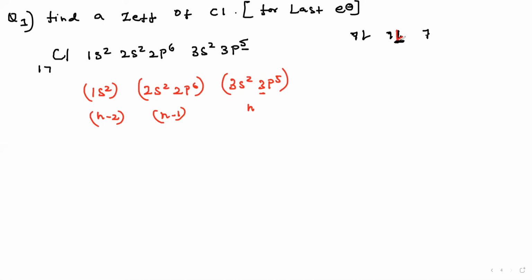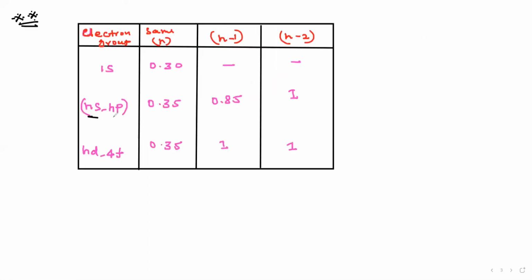Okay, how much can be filled, how much attraction can be nucleus? We don't count the fifth electron. Okay, now how to find the S value? Simple, right? Now this is 3s 3p orbital. Now what is the n value for 3s? If there is 3s 3p, that is ns np, the n value is 0.35, n-1 is 0.85, and n-2 is 1.